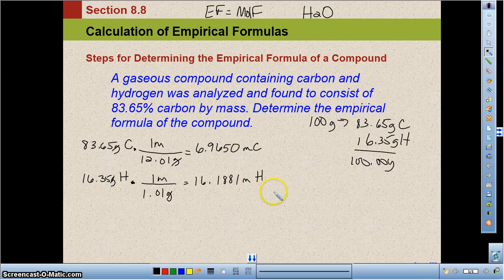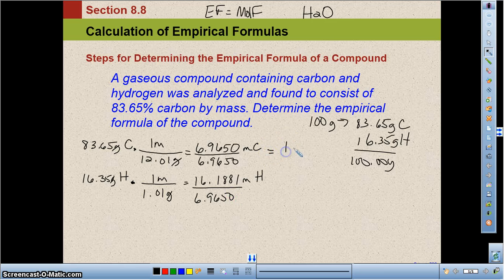Now, the next step is to take the smallest number of moles and divide it through everything. So if I have 3 different elements, the smallest number of moles is what I'm going to divide through by each one. So in this case, the 6.965 is the smallest, so we're going to divide both of those.